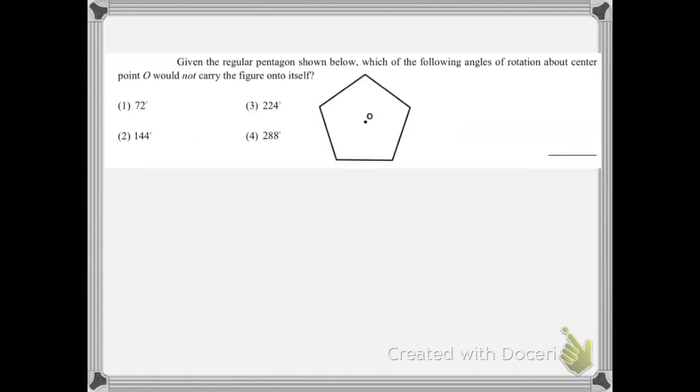Now here is your check for understanding. Here is a regular pentagon, right? So what does the word regular mean again? Okay, so here is your check for understanding. Notice it says here which rotation would not carry the figure onto itself. So you're looking for a rotation that would not map this regular pentagon onto itself.